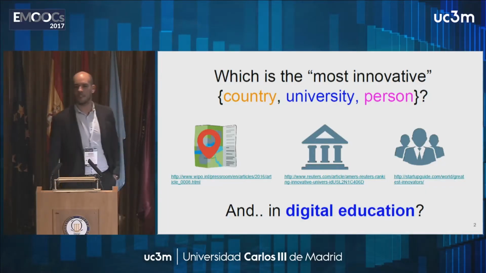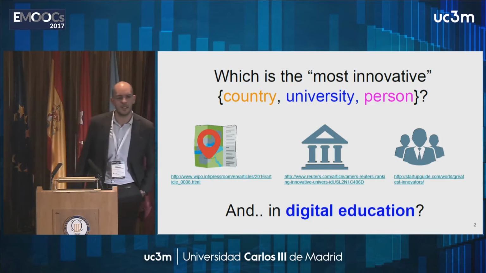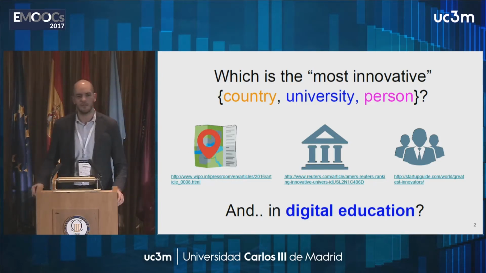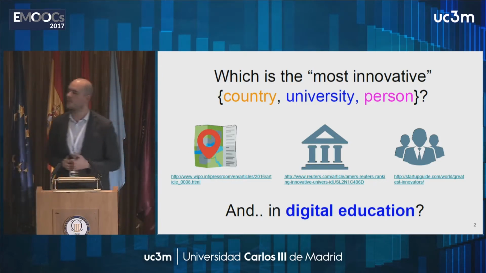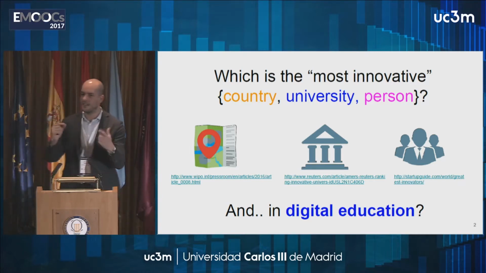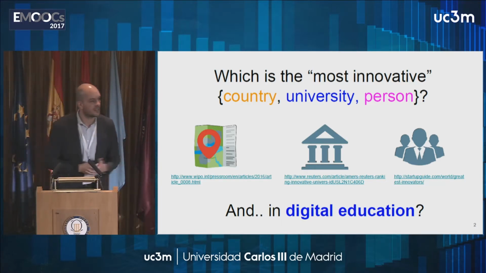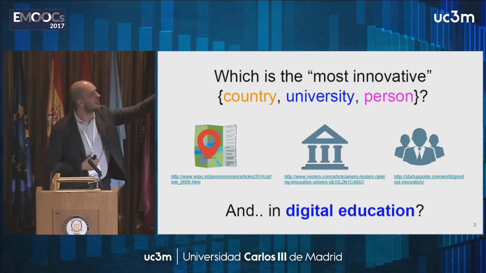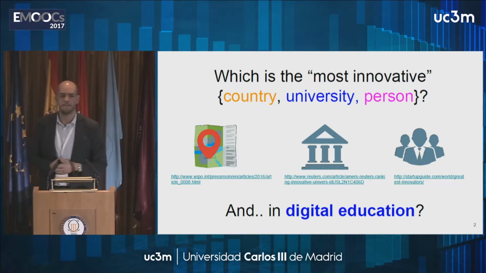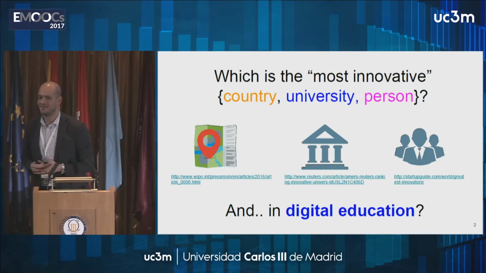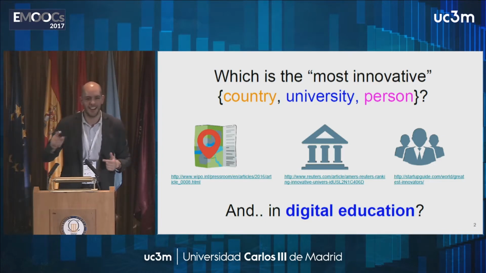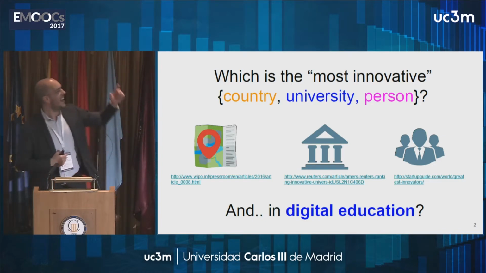So let me first raise some questions. Which is the most innovative country, university, or person, and how can you measure that? Do you have any insight of which are the measures that are being used to assess that a country is the most innovative one, a university or a person? No? Well, I was expecting that, so I have the response.